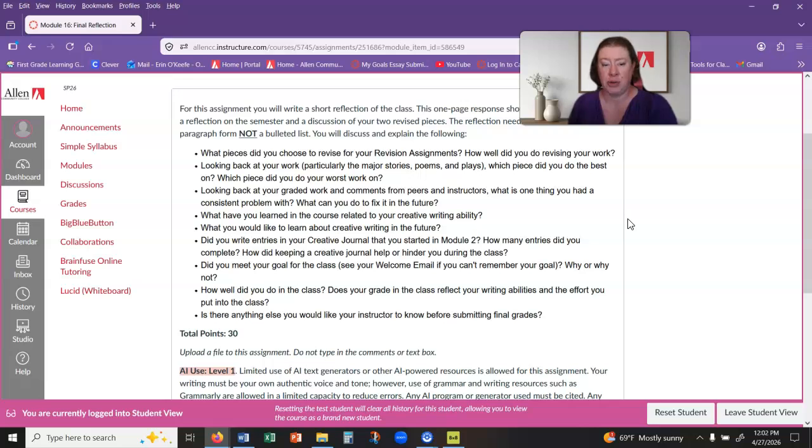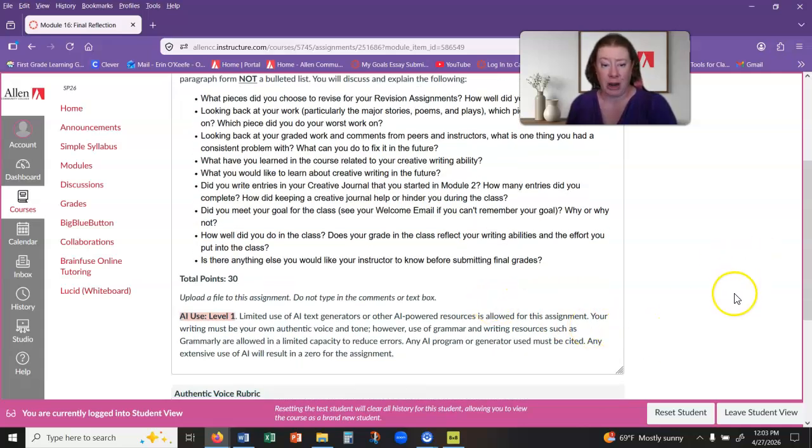Some of the things that you can put in here, like you can answer your goal question, but you can also look back at the graded work, or revision and graded work might go together. However you want to structure it, you can answer them in any order. But the main thing is just making sure that you answer all of the questions in complete sentences, complete thoughts, and really think about, what have you done this semester that you're really proud of? What do you still need to work on? What would you like to learn more about?